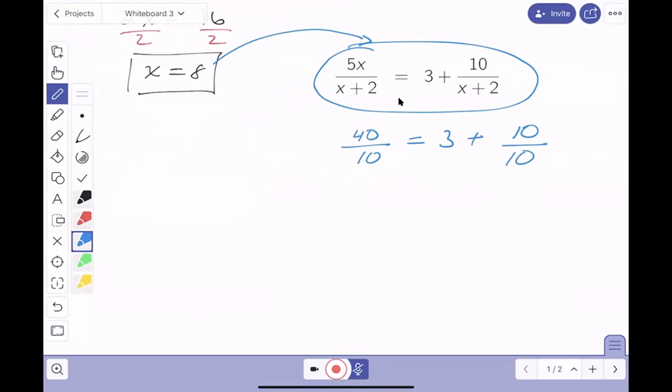Okay, let's keep going through it. What's 40 divided by 10? 4. This is 3. What's 10 divided by 10? 1. It checks beautifully. I know this is the correct answer.